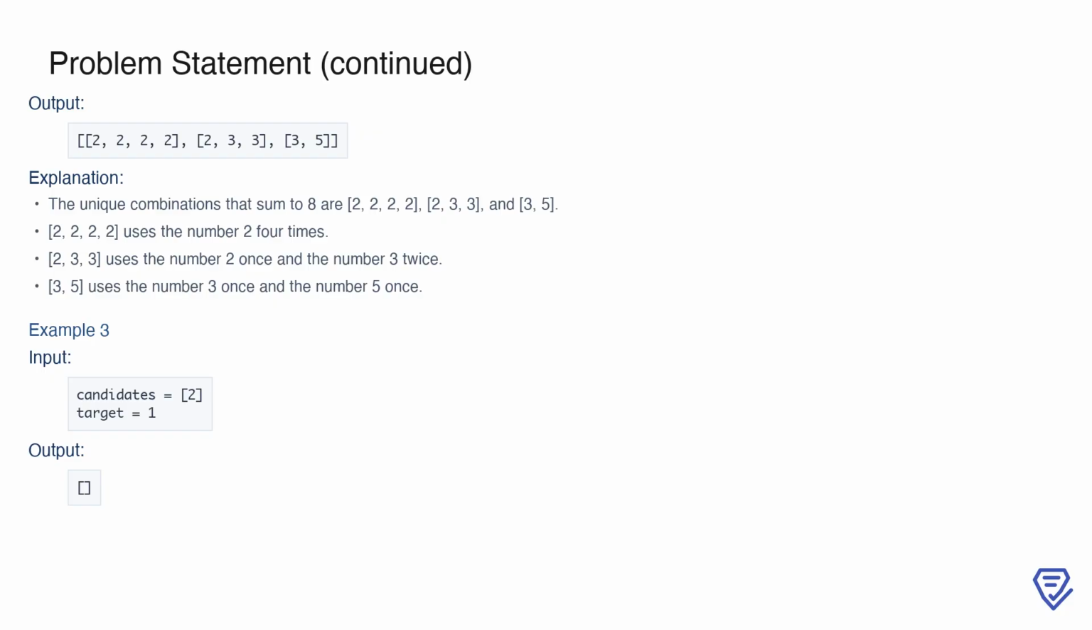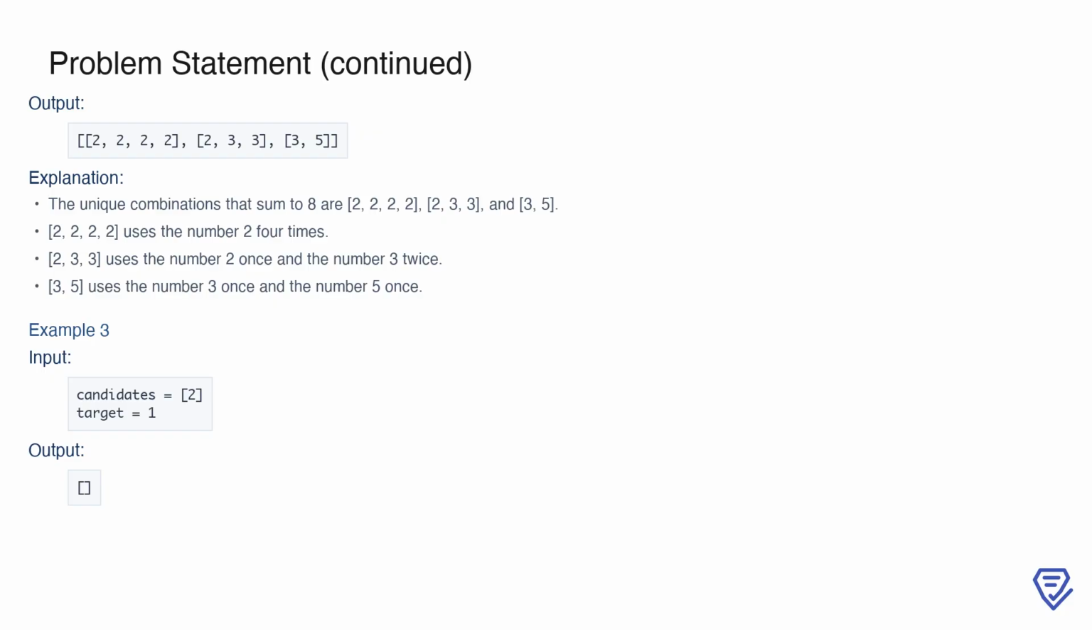Now, consider the second example where candidates is 2, 3, 5, and the target is 8. The output here is [2, 2, 2, 2], [2, 3, 3], and [3, 5]. The first combination, 2, 2, 2, 2, uses the number 2 four times to reach 8. The second combination, 2, 3, 3, uses the number 2 once and the number 3 twice. Finally, the third combination, 3, 5, uses the number 3 once and the number 5 once. Each of these combinations adds up to 8, and all of them are unique.